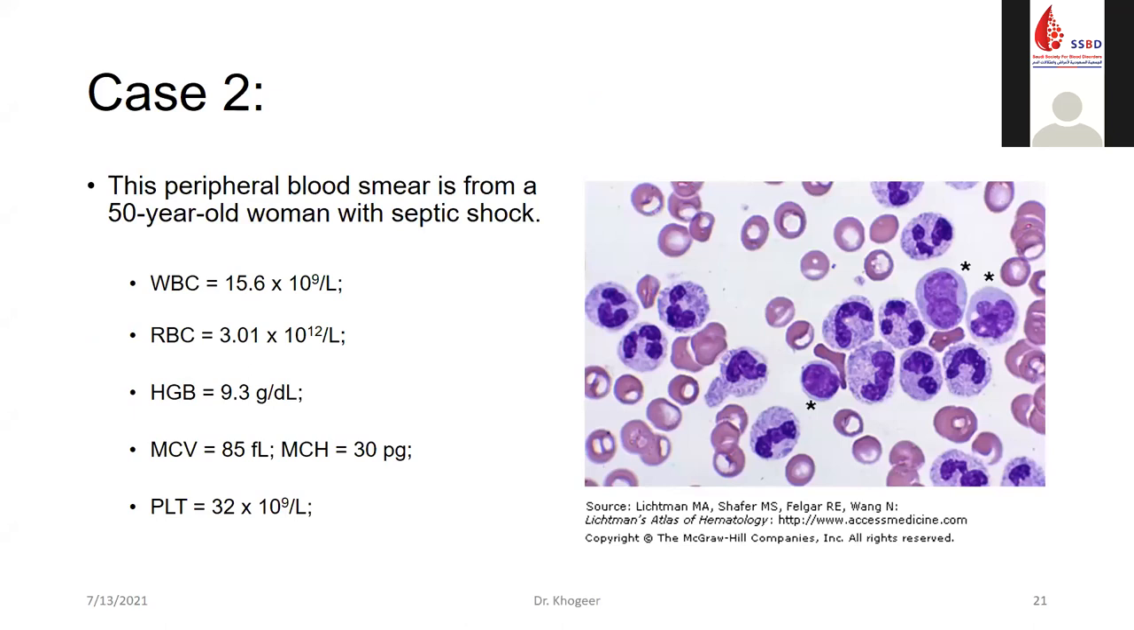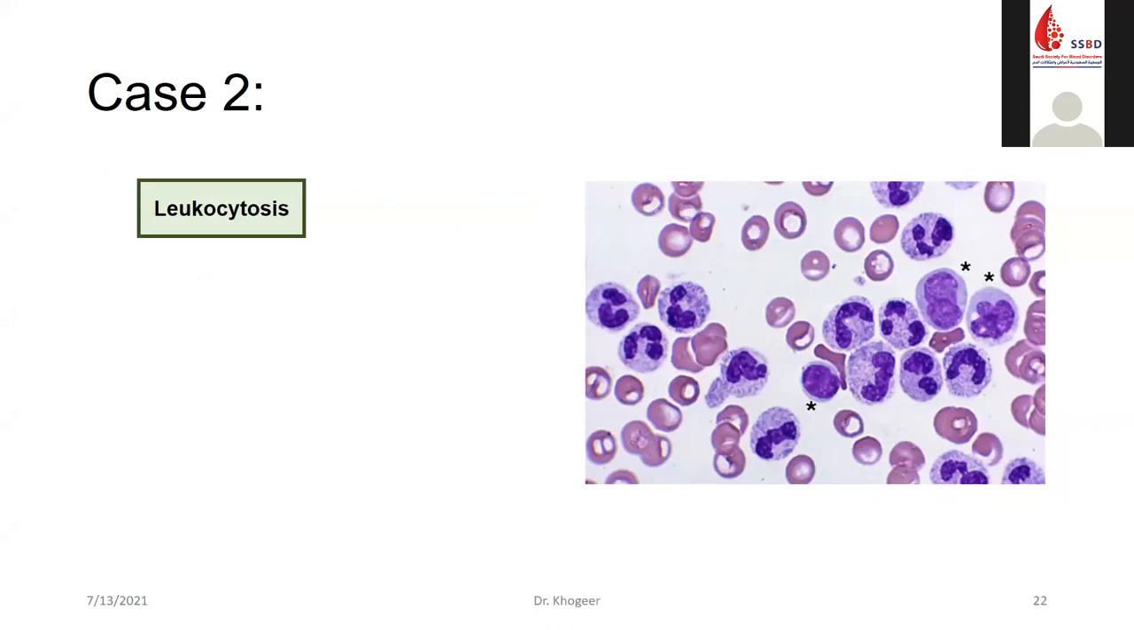So going back to the previous case to discuss it in detail. This is a peripheral blood smear, again from a 50 year old woman with septic shock. Her laboratory results, as we said, show leukocytosis, and the differential shows mainly neutrophils that represent around 85%. So the leukocytosis is characterized by increased neutrophils, which we call neutrophilia, which is an increase in the neutrophil count above the reference range. And the three main causes of neutrophilia are infection, inflammation, and malignancy.